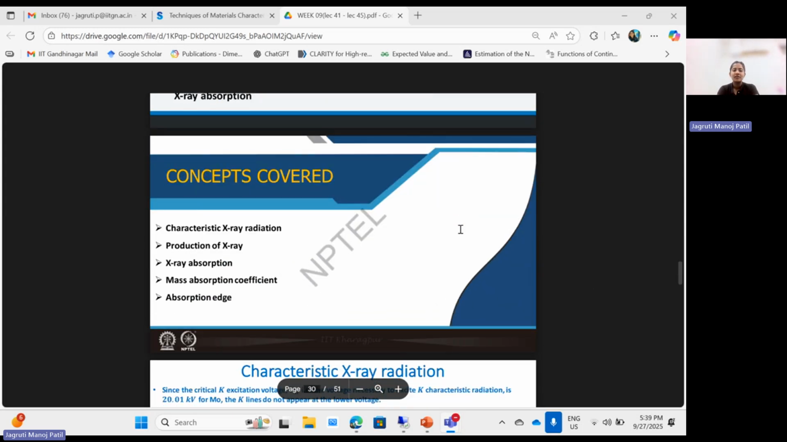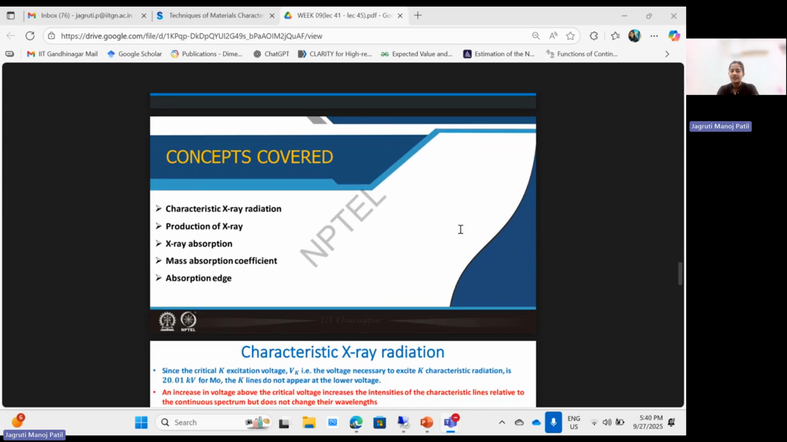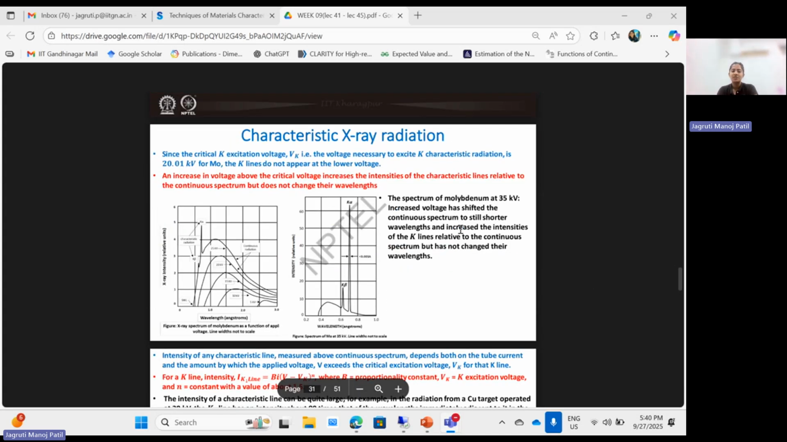Okay. Then the next one here is the production of X-rays, absorption, mass absorption coefficient, and absorption edge. So we see the Bremsstrahlung one, we see the characteristic one, and we see how they differ.